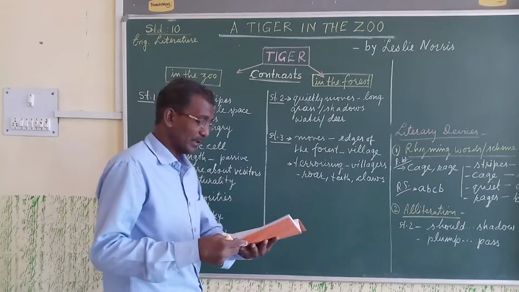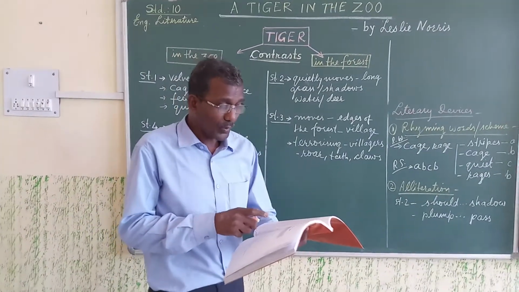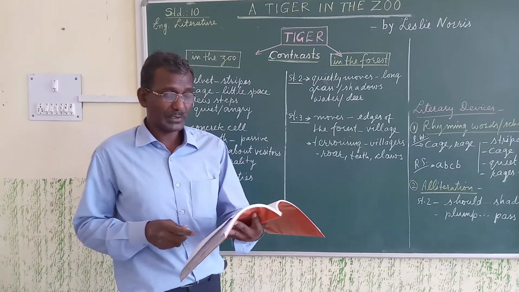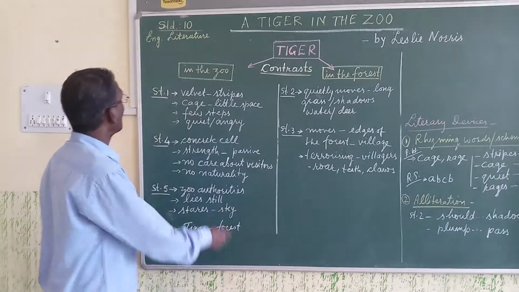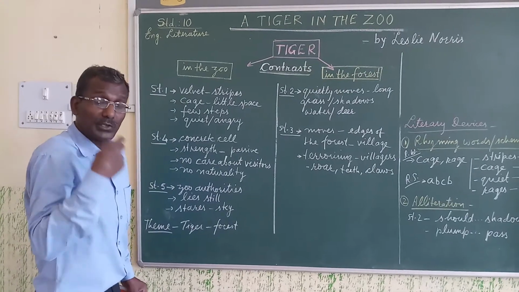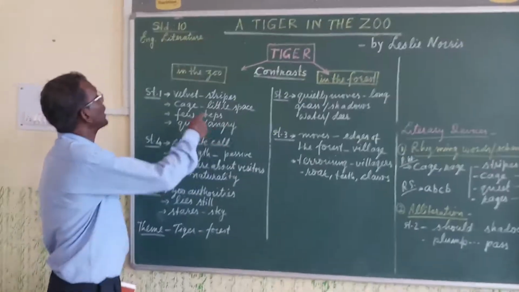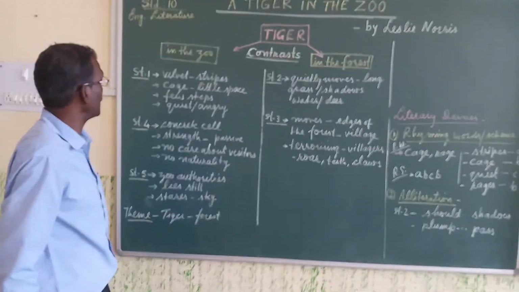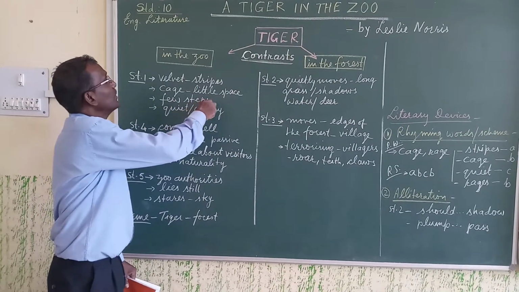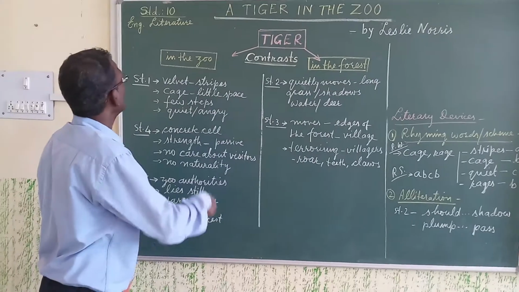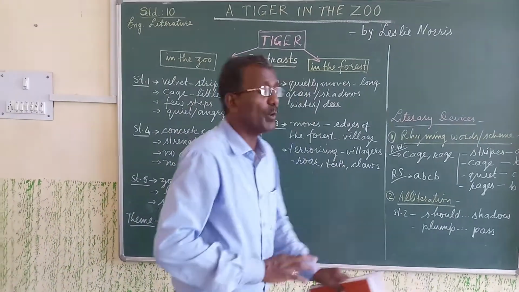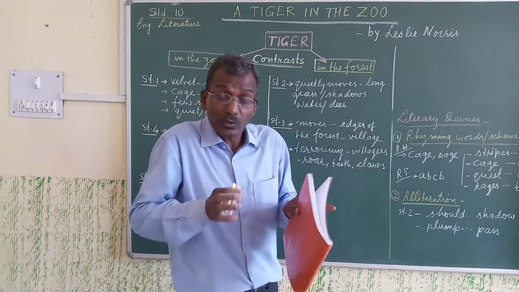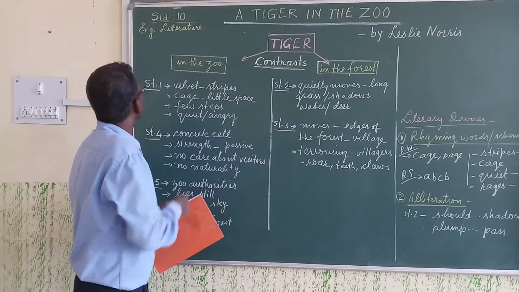In the first stanza, the poet says, he stalks in his vivid stripes, a few steps of his grey cage, on pads of velvet quiet in his quiet rage. This first stanza is talking about the tiger in the zoo. When it is in the zoo, we find the tiger to be of velvet color, having black stripes, very majestic in appearance. But we find that it is caged and its space is very small. And so he takes only few steps within a small cage, and overall it is quiet, silent, and in anger. So this is how the poet describes the tiger in the cage.